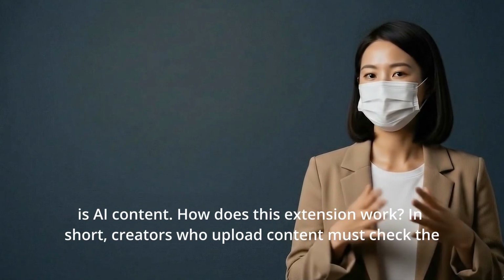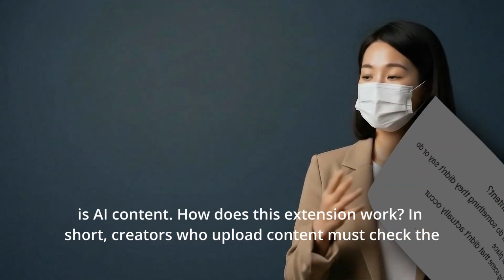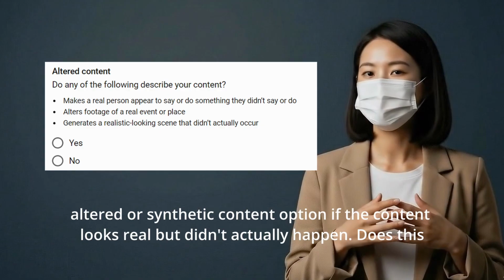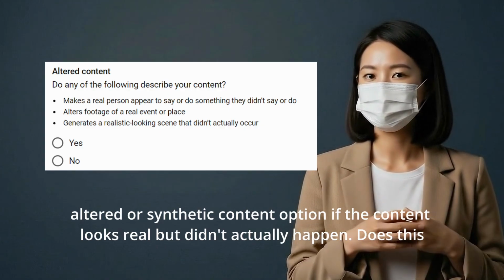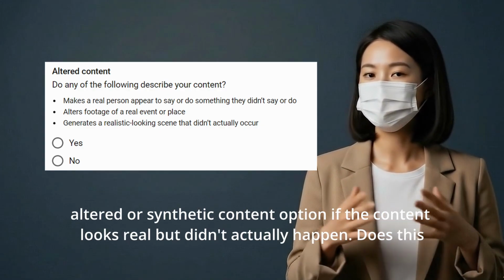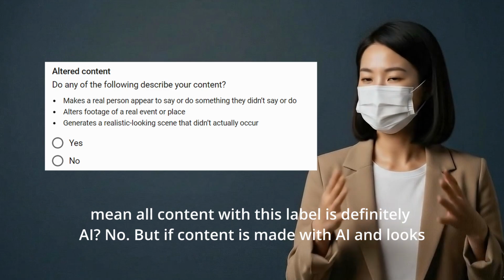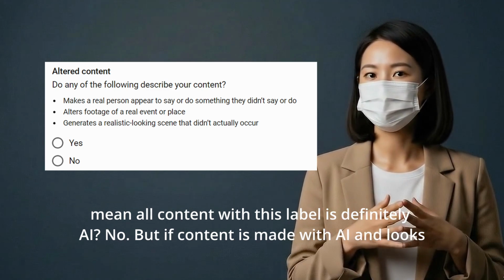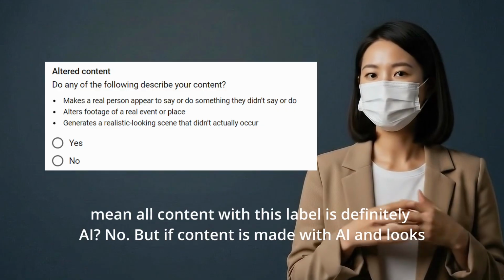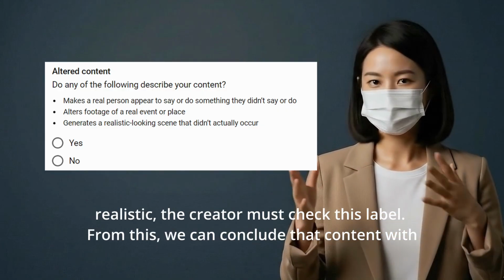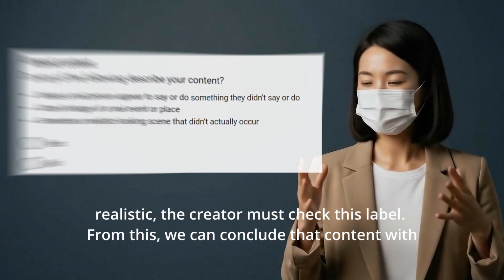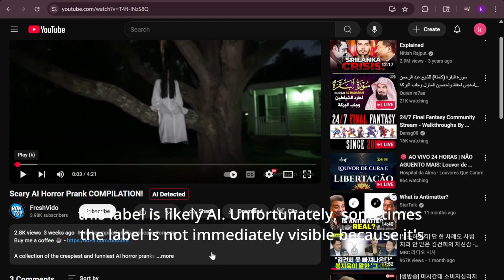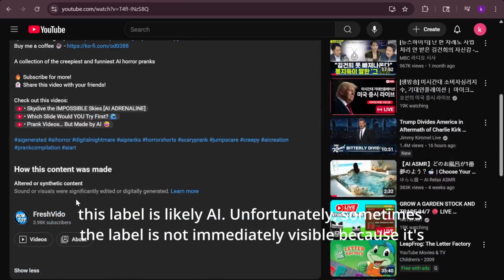In short, creators who upload content must check the altered or synthetic content option if the content looks real but didn't actually happen. Does this mean all content with this label is definitely AI? No. But if content is made with AI and looks realistic, the creator must check this label. From this, we can conclude that content with this label is likely AI.